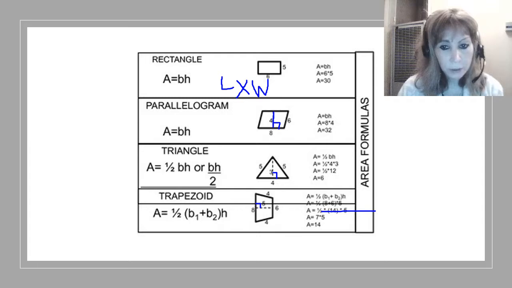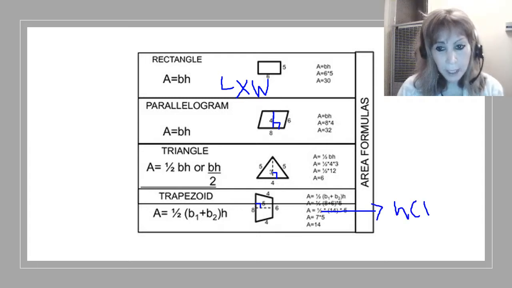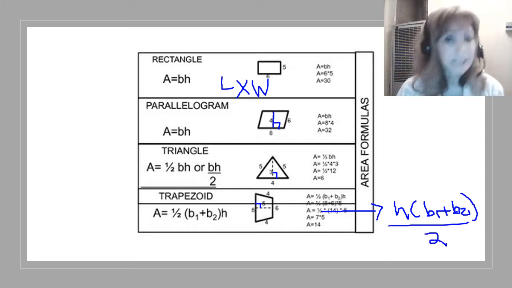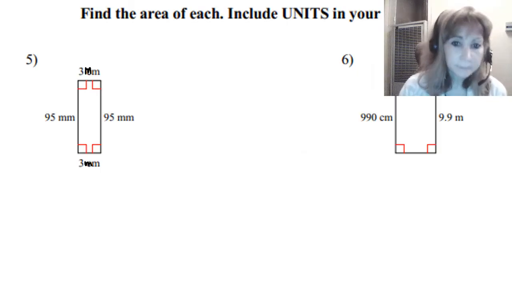But I gave you an easier formula. We just added base 1 plus base 2, multiplied by the height, and then lastly, we just divided by 2. You'll get the same answer, but it's a little bit easier, less math.